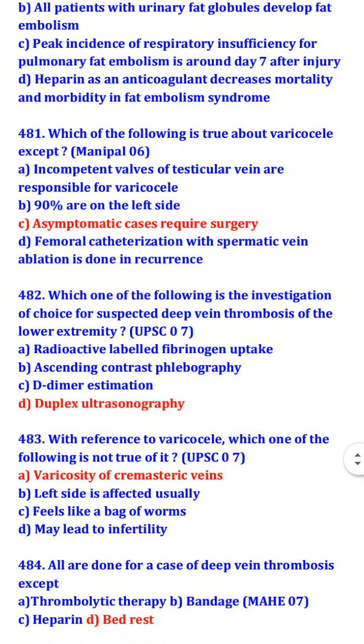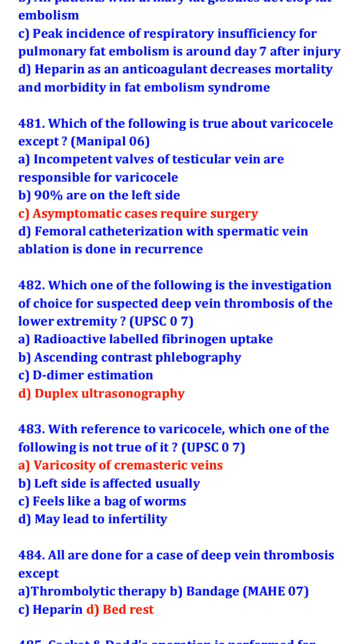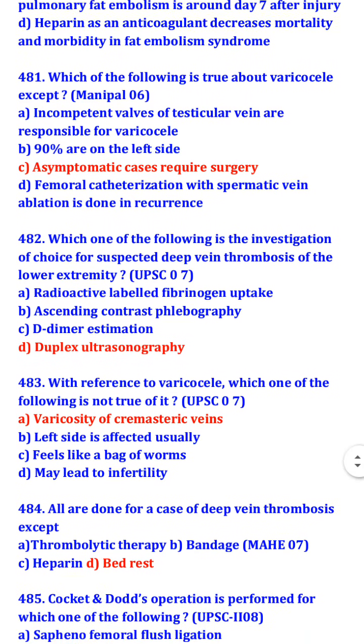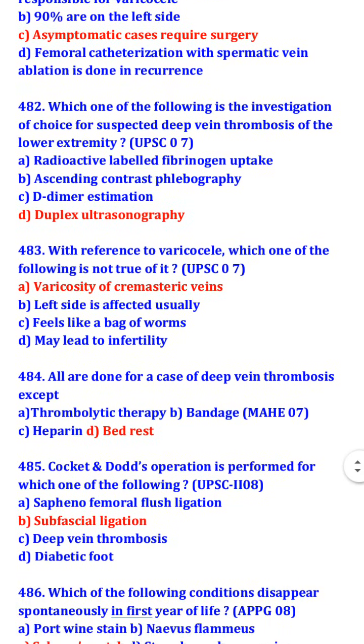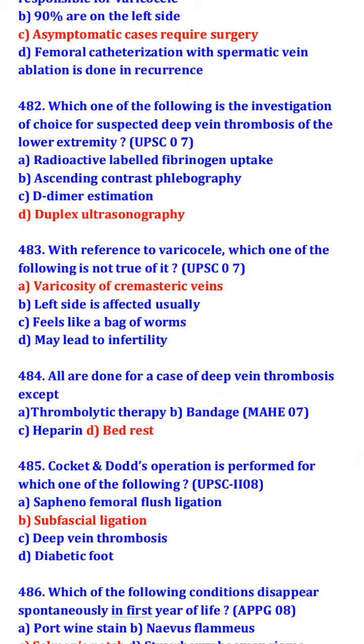Which one of the following is the investigation of choice for suspected deep vein thrombosis of the lower extremity? Duplex ultrasonography. With reference to varicocele, which one of the following is not true of it? Varicosity of cremasteric vein is not true of varicocele. Left side is affected, usually feels like a bag of worms and may lead to infertility.